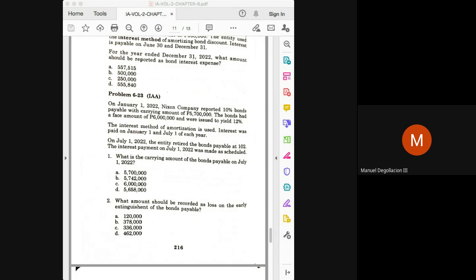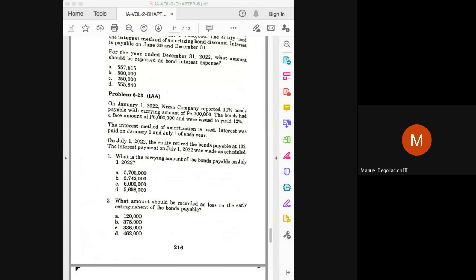We start with the previous carrying amount of 5,700,000, and then you add the amortization of the discount, and we will still arrive at 5,742,000. Now it is this 5,742,000 that will be compared with the acquisition price or the retirement price of the bond.